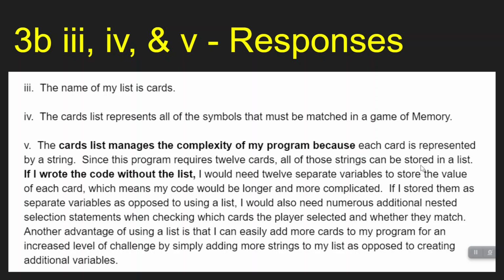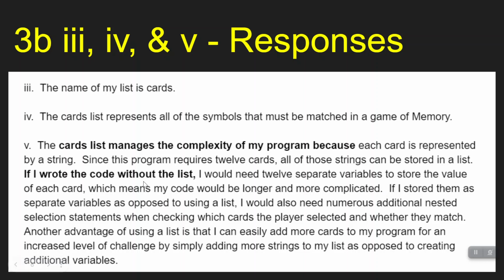So I basically just start by the fact that I've got a bunch of different pieces of data in this program that are all strings. And so it makes sense, because they are all the same data type, to just store them in a list. Now I'm going to write about what I would have to do if I didn't use a list. If I wrote the code without the list, I would need 12 separate variables to store the value of each card, which means my code would be longer and more complicated.